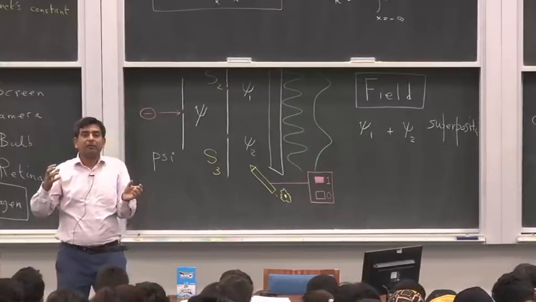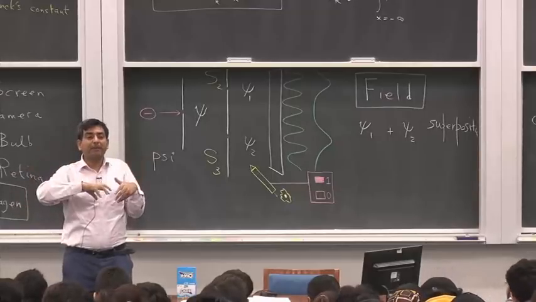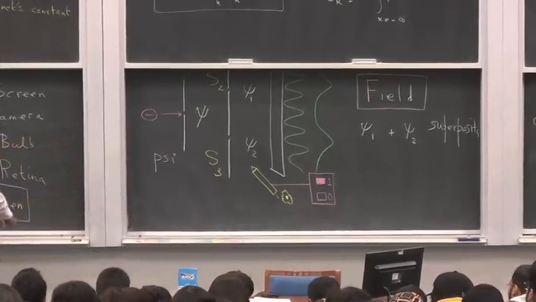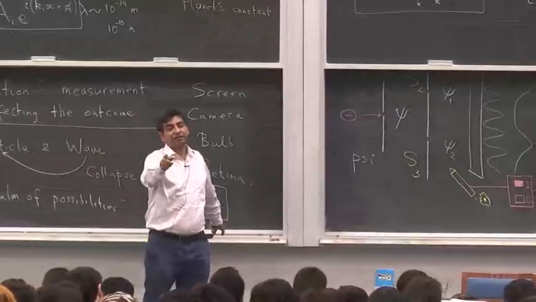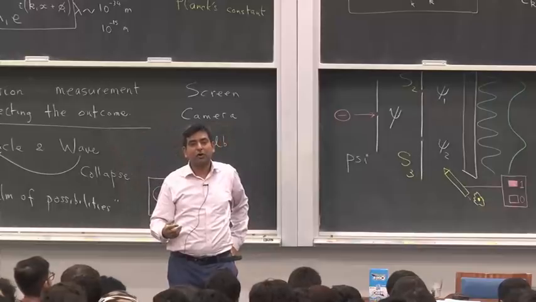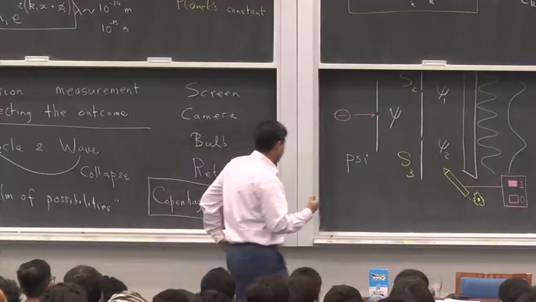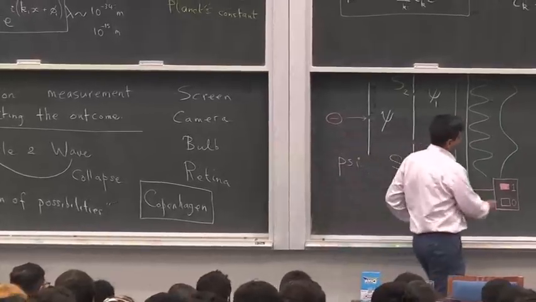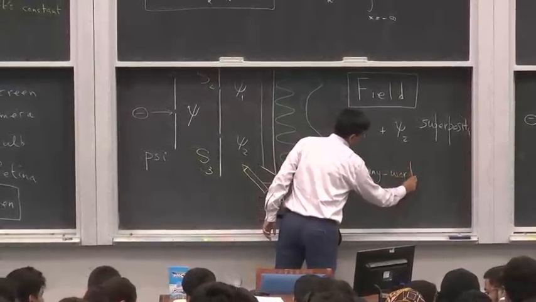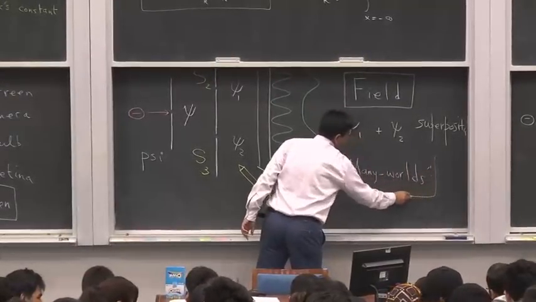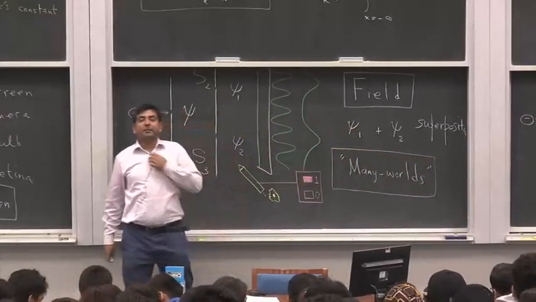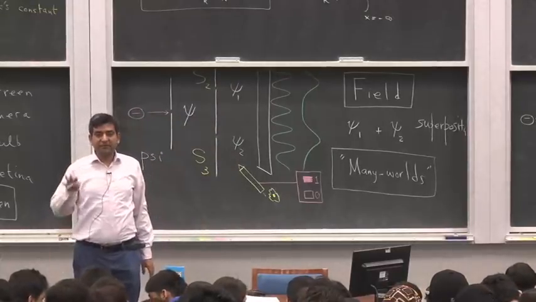So, what's the mathematics of this collapse? No one knows. That's why I use the word Copenhagen interpretation. It's an interpretation. It is our idea that this is how it is happening. There is another interpretation called the many worlds interpretation. Now the many worlds interpretation is, let me finish.